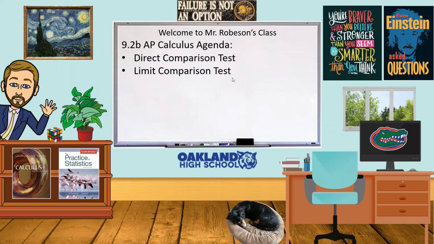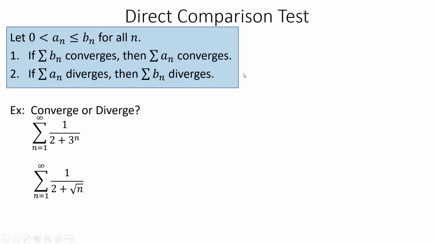I don't like to play favorites, but if I did have to say I'd have a favorite, it's probably these two tests. Probably the limit comparison is my favorite, because the p-series is just too easy to be my favorite.